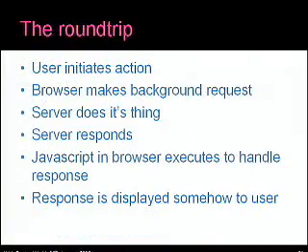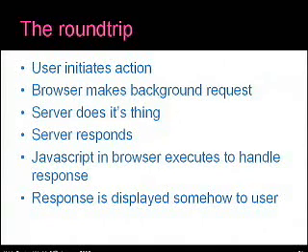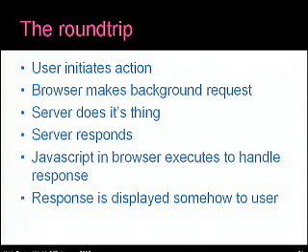So the AJAX model is based around a round trip, different to the user clicking, loading another page, as Jeff's square wave diagram showed. So the usual AJAX round trip is the user initiates some kind of action. Maybe they click on a link or type something in, click a button, drag an area. And the browser makes a background request using XML HTTP request to the server. Server does its thing, does some processing, talks to a database, and sends a response back, maybe in JSON, maybe in XML, maybe in some other proprietary format.